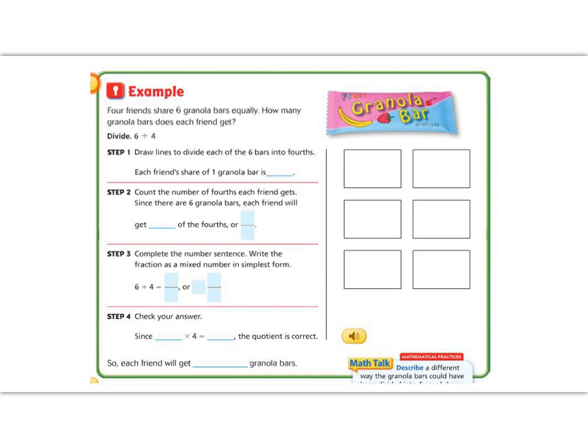All right, in our example, it says that 4 friends are going to share 6 granola bars. How many granola bars will each friend get? So we're going to divide 6 things by 4 people. We're going to share them equally. So step 1 says draw lines to divide each of the 6 bars into fourths because we're going to share with 4 people. So we're going to split each one into 4 pieces.